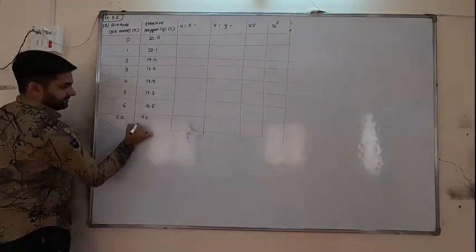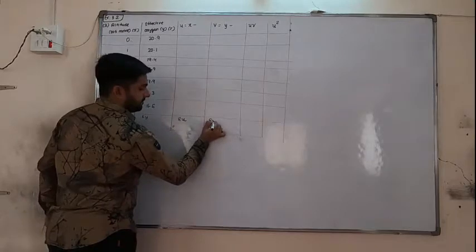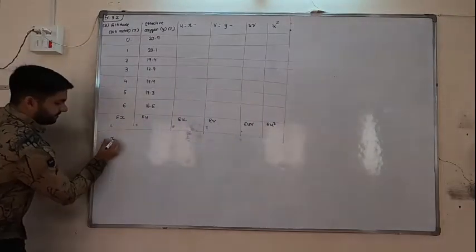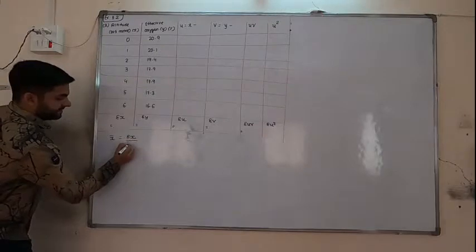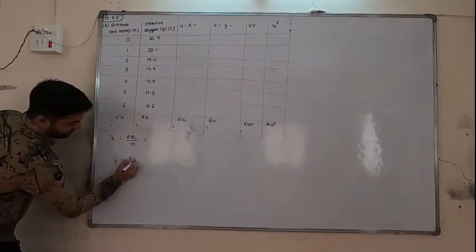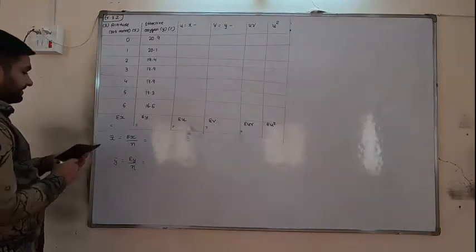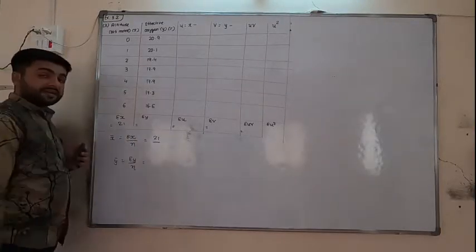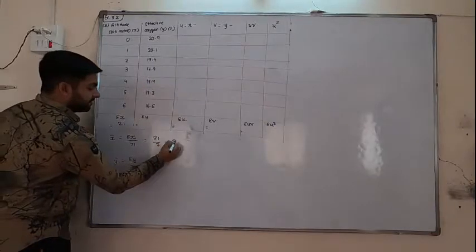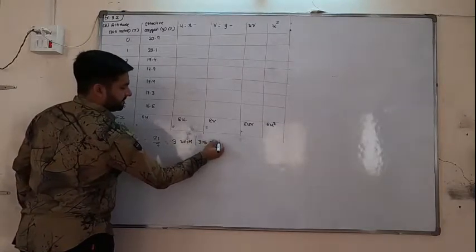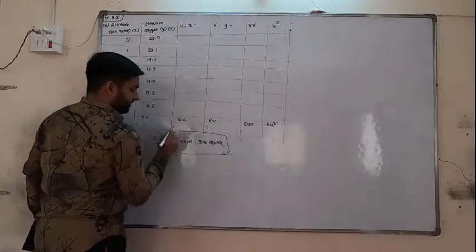Sigma x, sigma y, sigma u, sigma v, sigma uv, sigma u square. X bar is equal to sigma x by n, y bar is equal to sigma y by n. 0 plus 1 plus 2 plus 3 plus 4 plus 5 plus 6 is 21. 21 divided by not 6 but 7, because including 0 there are 7 values, so it is 3 units, or 3 units of 305 meters, so the unit is 305 meter.